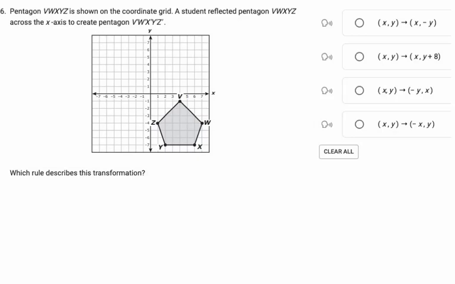Question 6. Pentagon VWXYZ is shown on the coordinate grid. A student reflected pentagon VWXYZ across the x-axis to create pentagon V'W'X'Y'Z', which is going to be your transformed image. The question says, which rule describes the transformation?